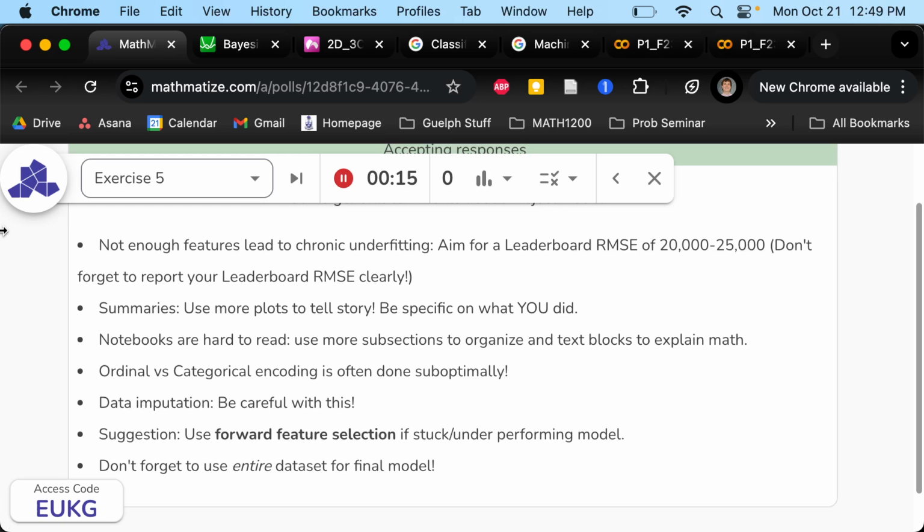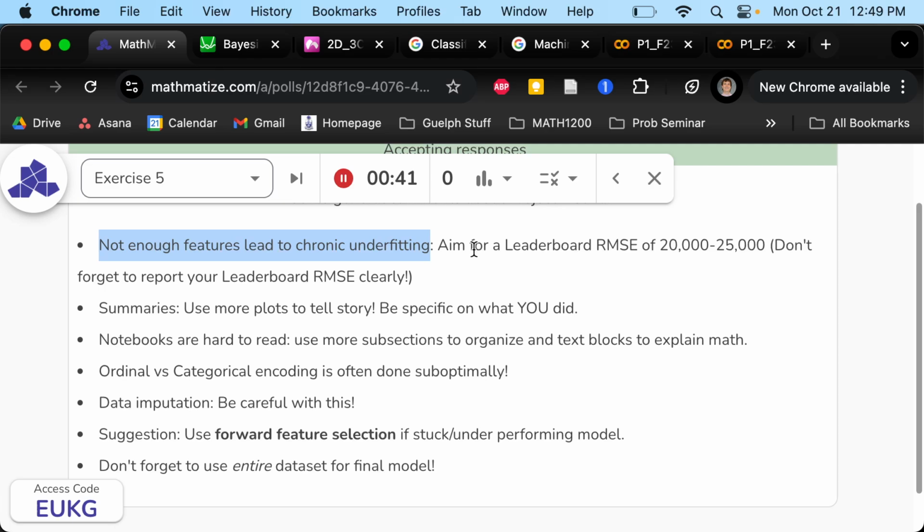Here are the main things I'm seeing that you can improve. Some people, and you will know if you're this person, if you don't have a great score, are chronically underfitting. They're trying to do overfitting and underfitting, but everything is underfitting. Those people don't have very high leaderboard scores. It's very achievable to get to like 25,000. That should be your goal. Try to get in this range, 20,000 to 25,000.